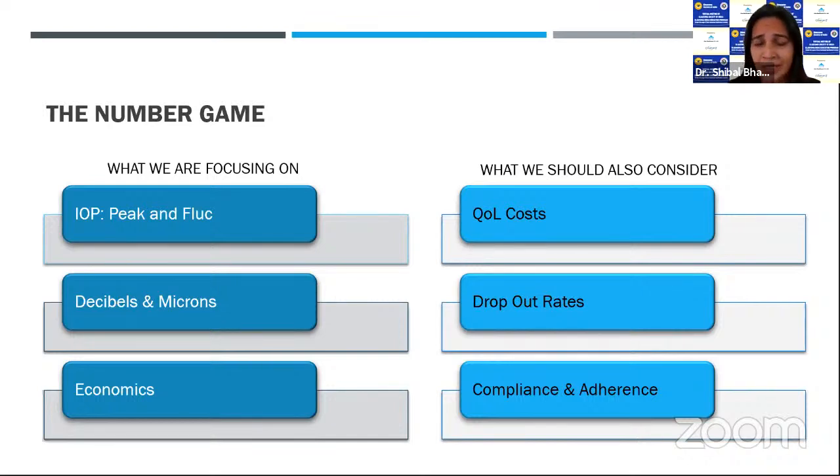And very often in clinical practice, those of us who are in private practice more than anybody else, also think about the economics of glaucoma management. But what we do tend to forget is the quality of life costs of treatment. We forget how many patients drop out from our network. And we also forget to consider compliance and adherence.